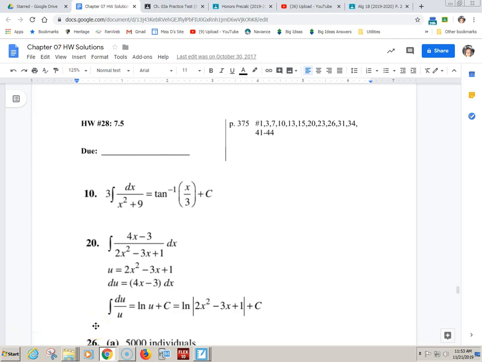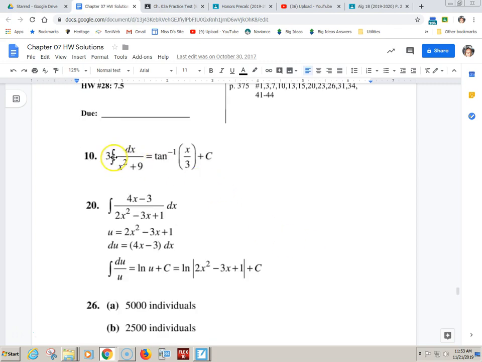Over 3 plus c. Oh, that was nice. That's right. This homework started with integrals, right? Great practice for the test tomorrow. They're kind of all mixed up because number 10 was an arctangent. Number 20 was an ln. You find your u prime.